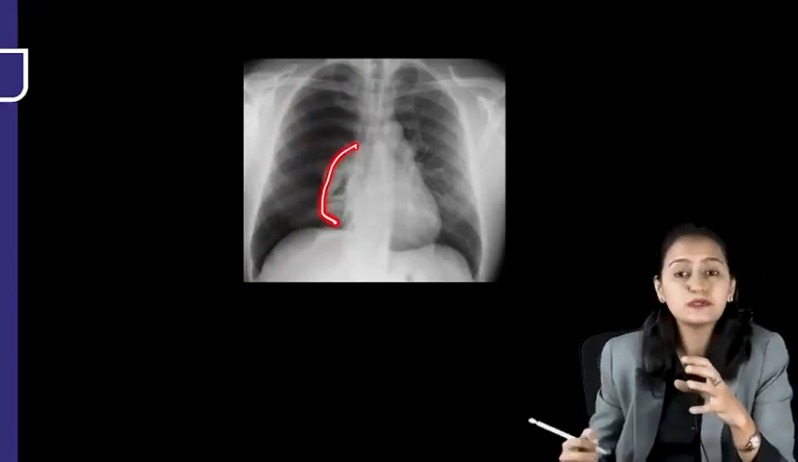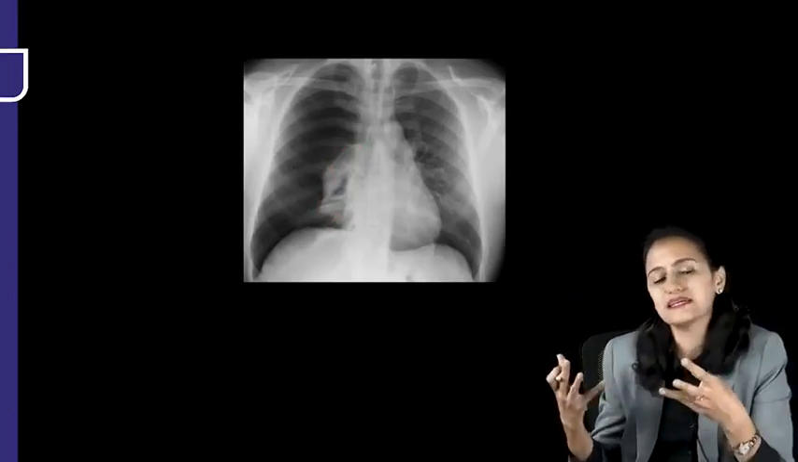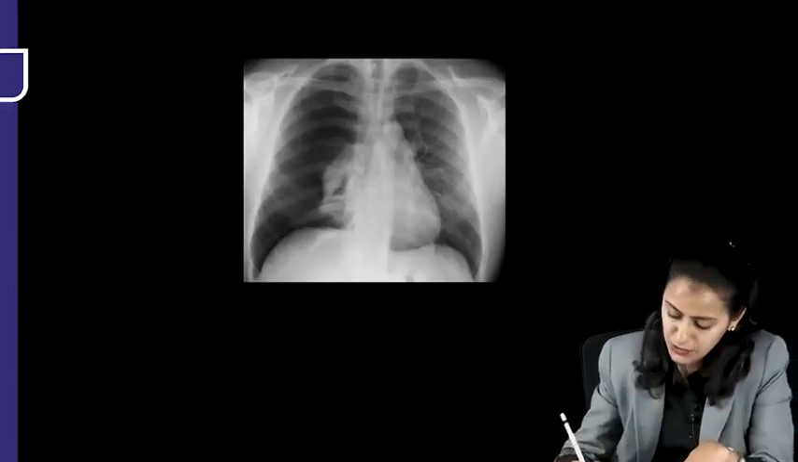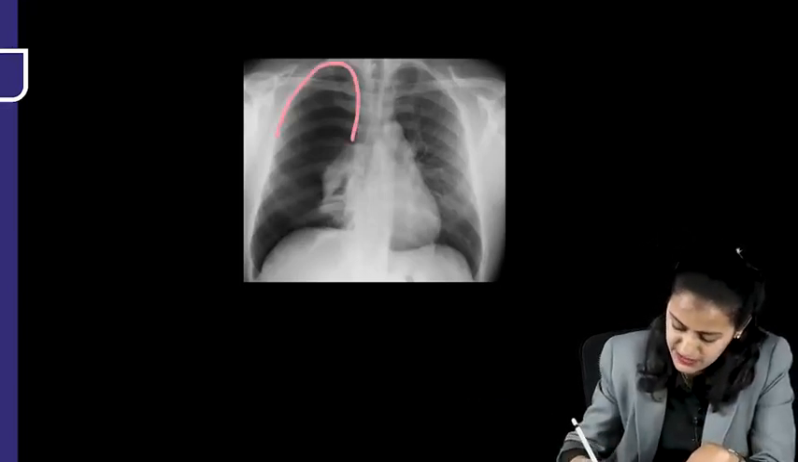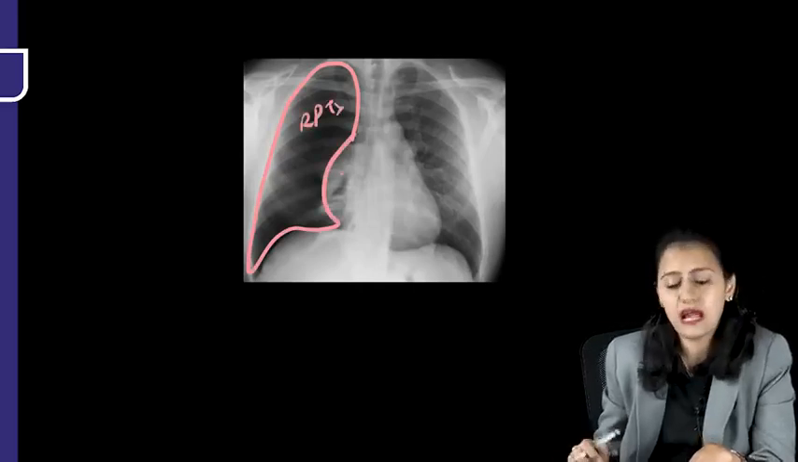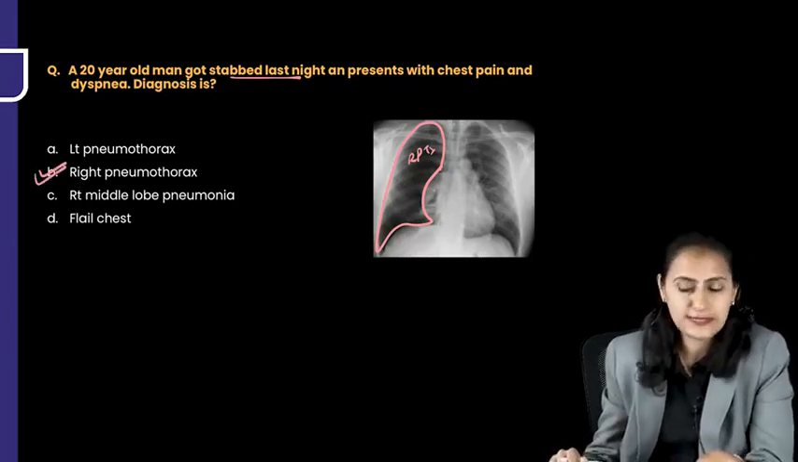There is the visceral pleural line. So when you have air without the vascular markings, that is air outside the lung, and that is when it would be pneumothorax. So this image is basically showing this right-sided pneumothorax with the collapsed lung. So the diagnosis here is right pneumothorax.